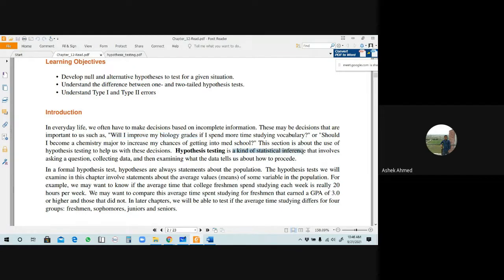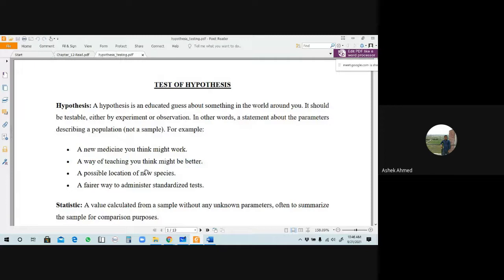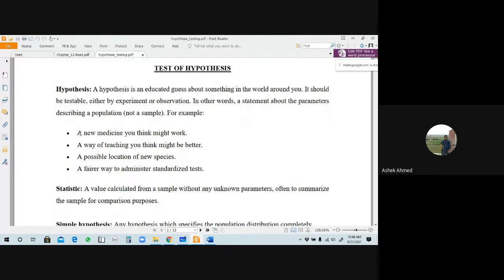So hypothesis testing is a kind of statistical inference that involves asking a question, collecting data, and then examining what the data tells us about how to proceed. কিভাবে এই ডেটার উপর ভিত্তি করে সামনের দিকে আগাই যাব, ওকে. So there are given some examples of hypothesis testing. This is a new medicine you think might work.